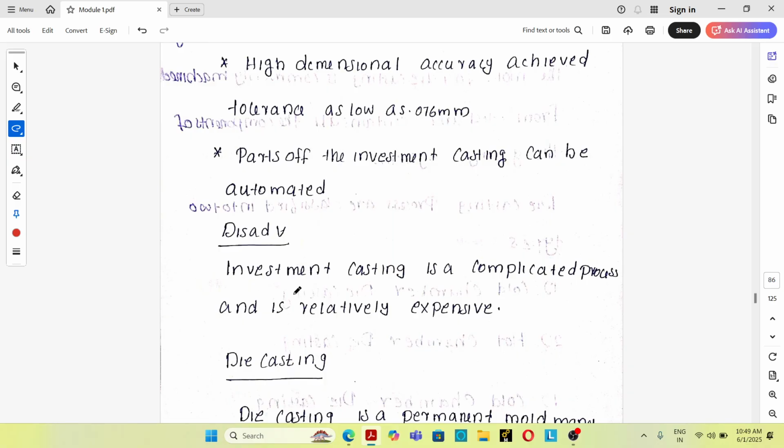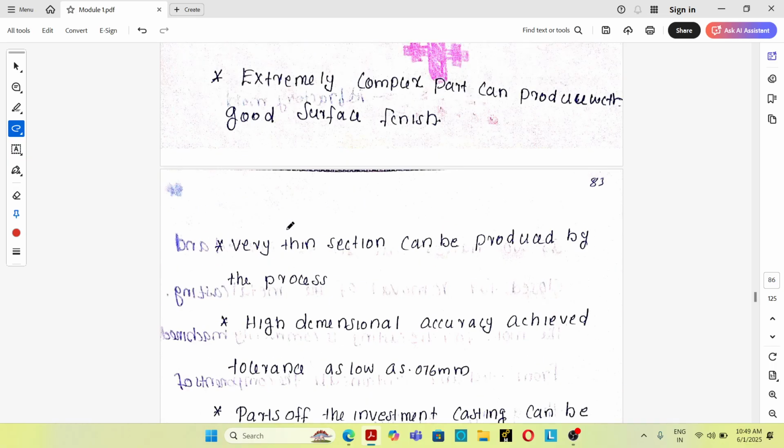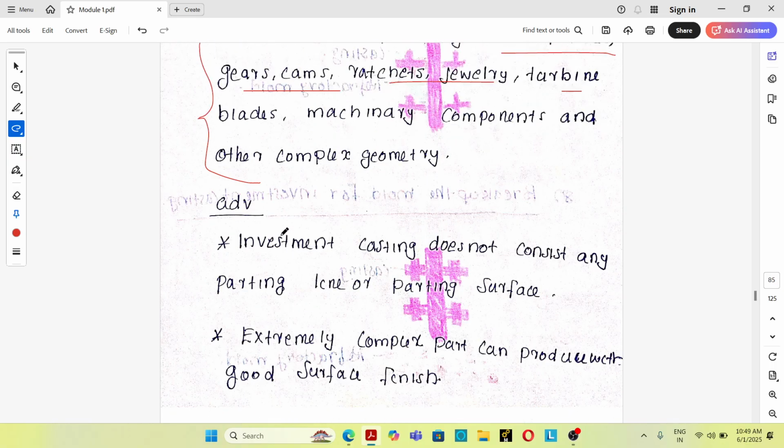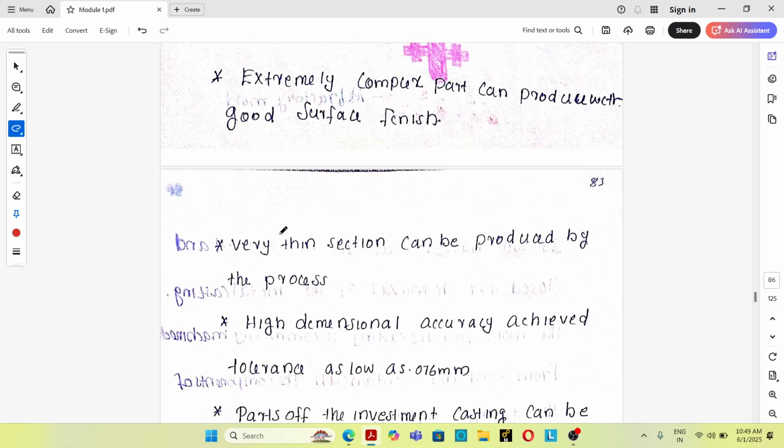The disadvantage of investment casting is that it is a complicated process and relatively expensive. So these are the advantages, disadvantages and applications of the investment casting process. In this video, we have discussed the investment casting process or lost wax process, the various steps in the investment casting process, and the advantages, disadvantages and applications of the investment casting process.